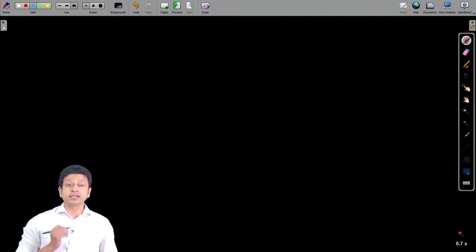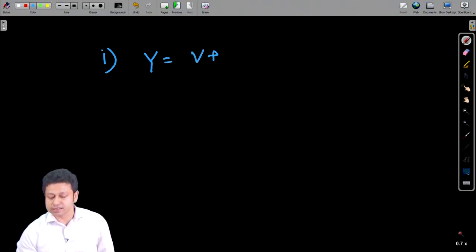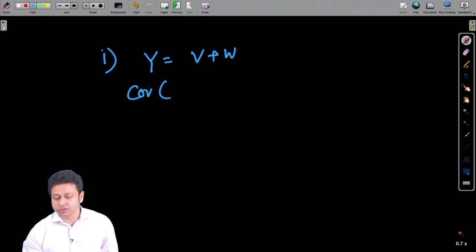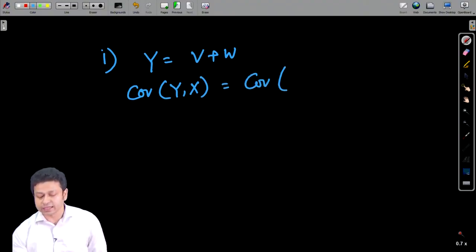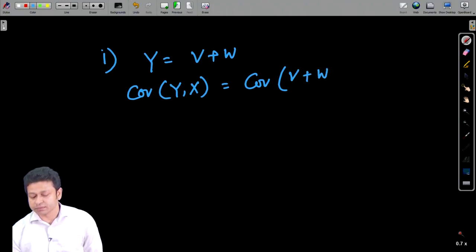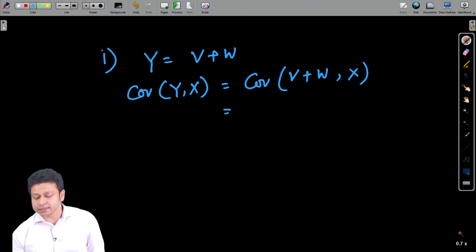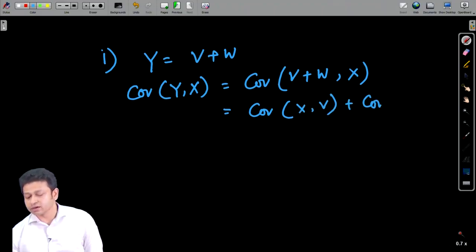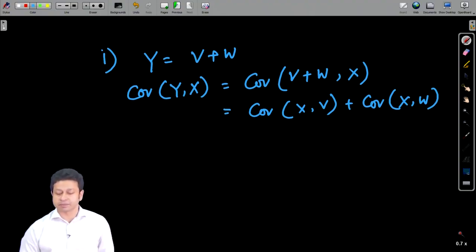Like we did for expectation, here also we will use 3 rules and the rules are here. Let us say I have a variable y is equal to v plus w. Now, if I want to take the covariance of y with another variable, covariance of y and x, I can replace y with v plus w and x. If I expand it, what I am going to get is covariance of x v and covariance of x w. It really does not matter which order you write x and v, it is going to be the same.